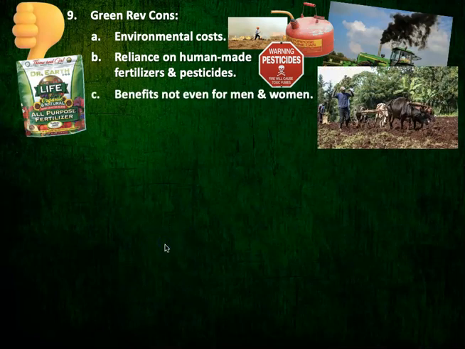All right. And then last but not least, benefits not even for men and women. What I mean by that is that in many, especially less developed parts of the world, women end up doing a lot more of the agricultural work. And in some of those less developed parts of the world, men oftentimes are the ones that head off to cities to see if they can find work in manufacturing and things like that. And so we see women more often than not, in these less developed areas, not being able to take advantage as much of the green revolution.